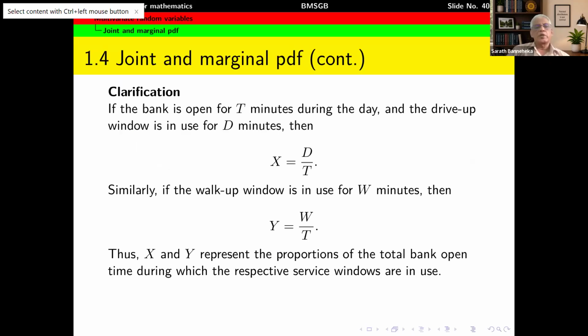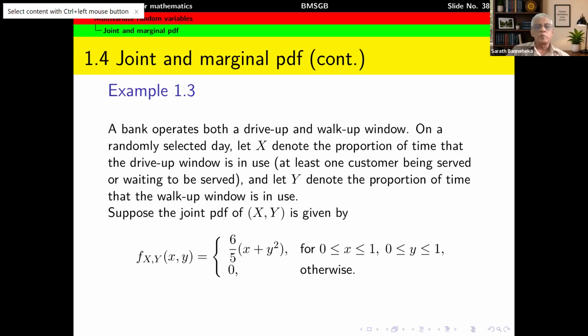I have looked at this just to understand what we mean by this proportion of time the walk-up window was in use and so on. So if the bank is open for T minutes, I think it seems that the problem is in minutes. Is it mentioned?